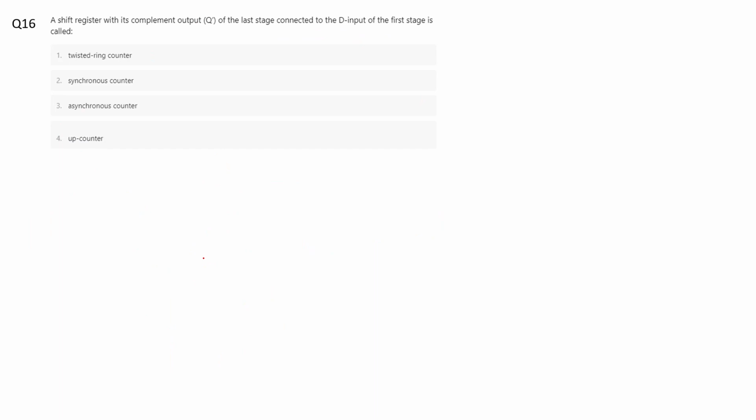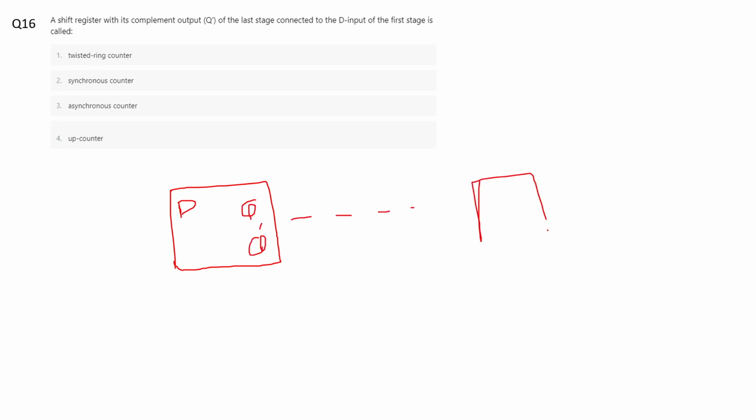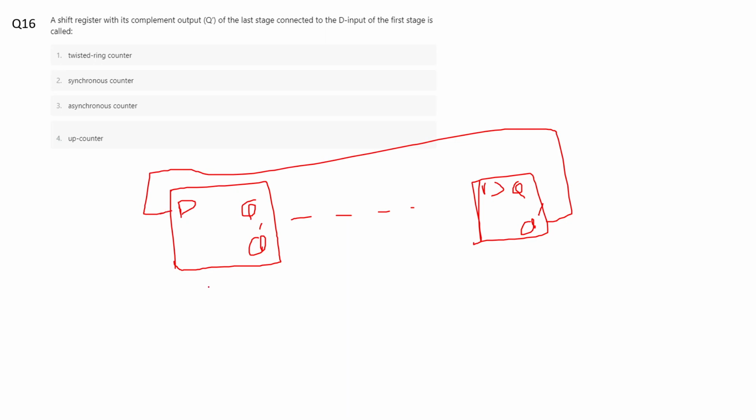Now a shift register with its complement output Q0 of the last stage connected to the D input of the first stage is called. So we have a cascaded shift register whose output is connected back to the input of the first stage. As discussed a couple of times during this live session, this is a twisted ring counter or a Johnson counter. For a twisted ring counter, if there are n flip-flops, the number of states it will count is 2n.